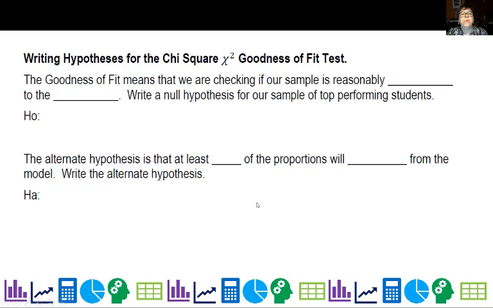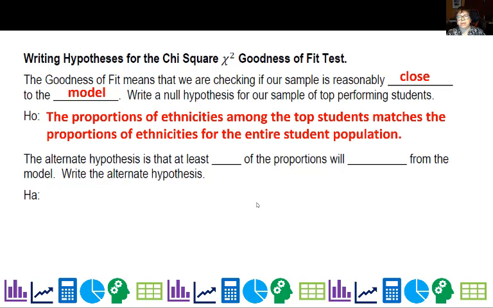So before we do that, we also want to make sure, what are we testing? What's our assumption going in? And if we change our mind, what are we changing our mind to? Well, goodness of fit means that we're checking if our sample is reasonably close to the model. So if I were to write a null hypothesis for our sample of top performing students, I would say that the ethnicities there should match the general population. And the way we could say it is the proportions of ethnicities among the top students matches the proportions of ethnicities for the entire student population.